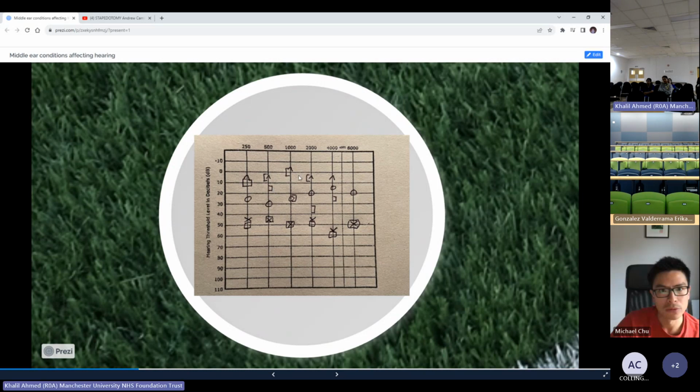So the right side is a conductive loss, but it's only a small conductive loss there. And the left side is a much larger conductive loss with the Carhart effect. You see, you go worse down to 2000, coming back up. So the bone conduction goes down here to 35 at 2 kilohertz, well below the bone conduction on the other side, which is at 5 dB.